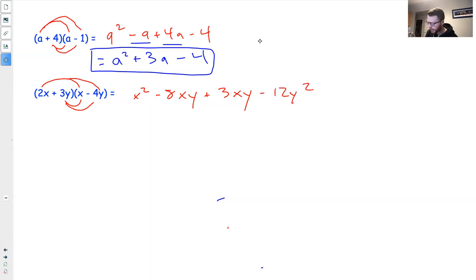Okay, again, we need to fully simplify our answer. We have an x squared term and a y squared term. We will leave those alone. But we have -8xy and a positive 3xy. So we will simplify those. We get 2x squared. -8 plus 3 is -5xy minus 12y squared.